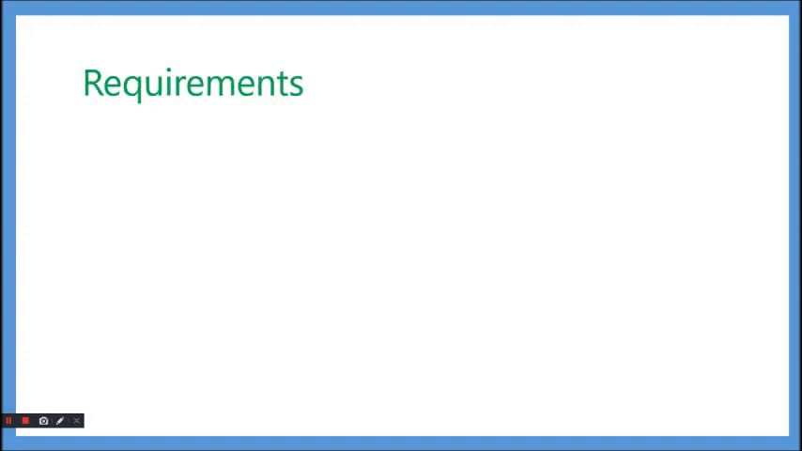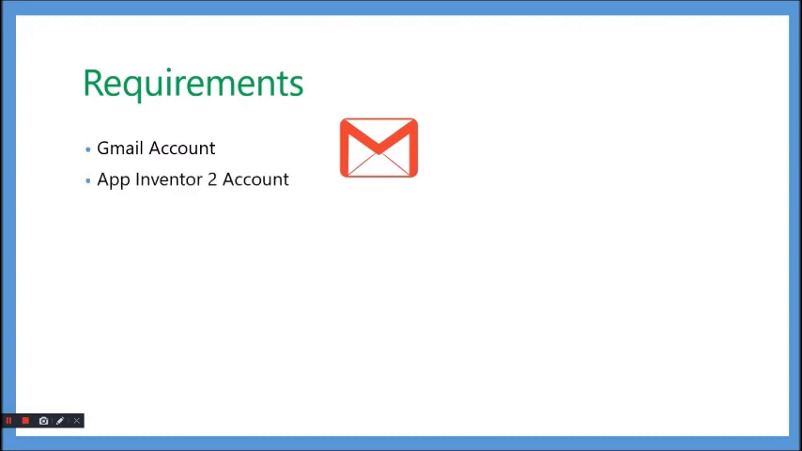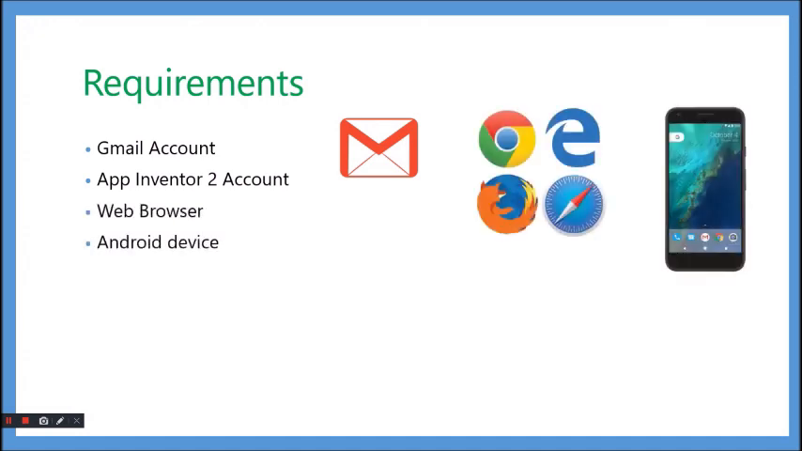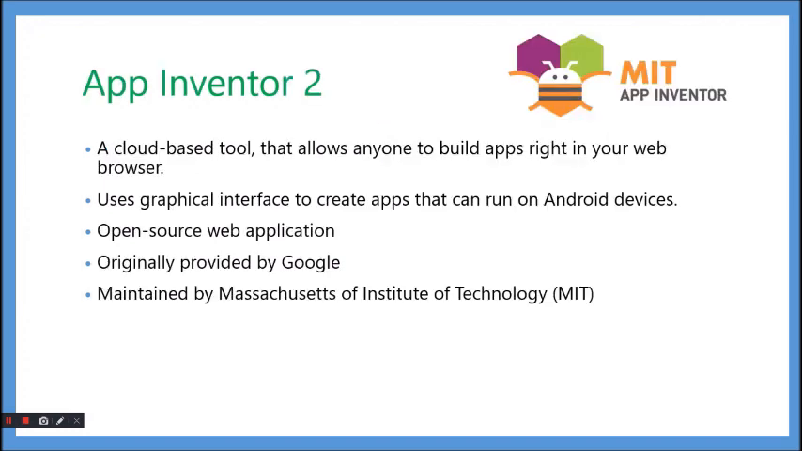Now for the requirements, you really need to have a Gmail account first. And when you're done with your Gmail account, the next would be setting up your account for App Inventor 2, making it easier for you to do that if you only have your web browser with you. And the other one, you really need to have an Android device. I prefer an Android device with the Nougat and above version.